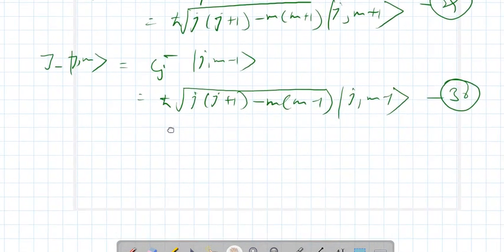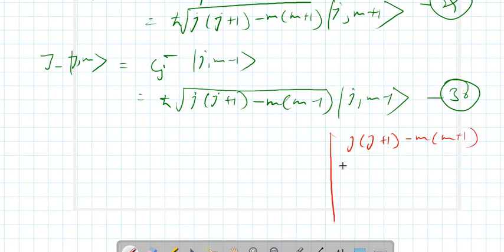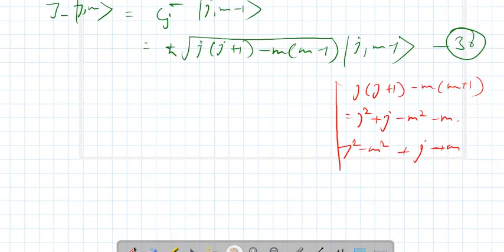So to modify these, consider j into j plus 1 minus m into m plus 1. It can be written as j square plus j minus m square minus m. So j square minus m square plus j minus m, and this j minus m can be taken outside, so it can be written as j minus m into j plus m plus 1. So here it is j plus m as it is, and here it is plus, right?